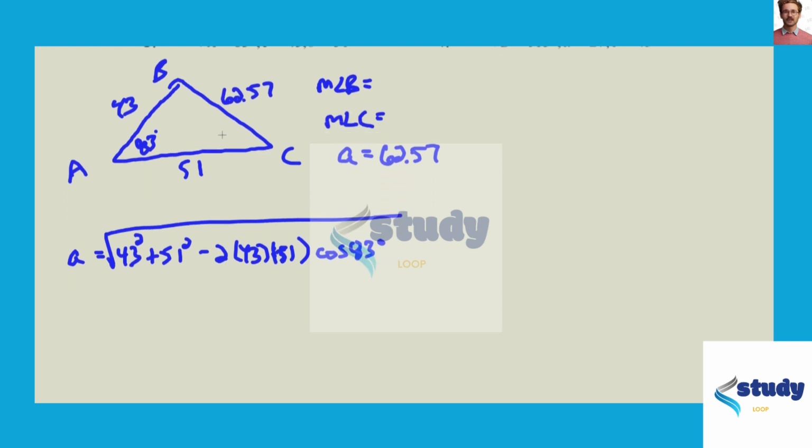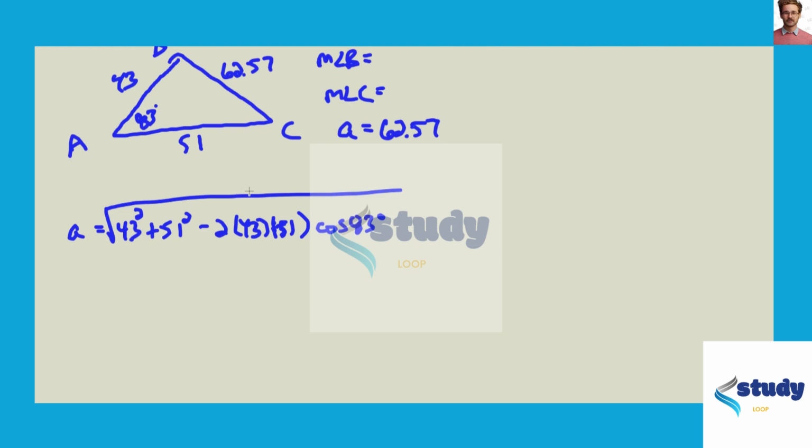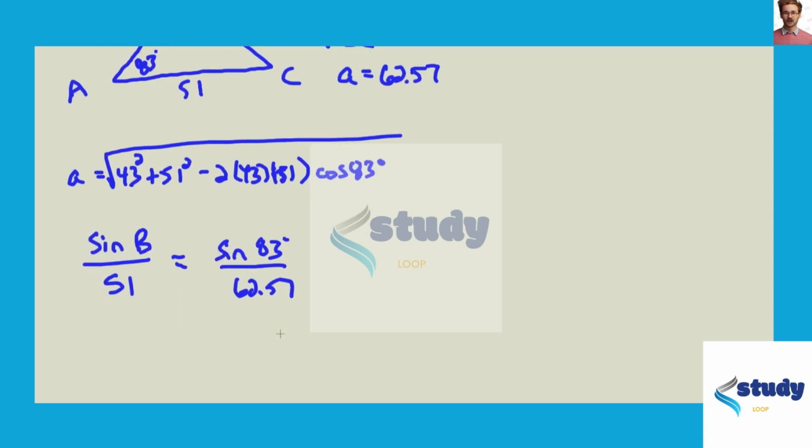Now we can find the measure of angle B. The measure of angle B would be found using the law of sines. We can say that the sine of angle B over side B is equal to the sine of angle A over side A. With some cross multiplying, 51 to both sides, it's gone from the left, and then you can inverse sine both sides. You'll have angle B is equal to the inverse sine of 51 sine 83 over 62.57.